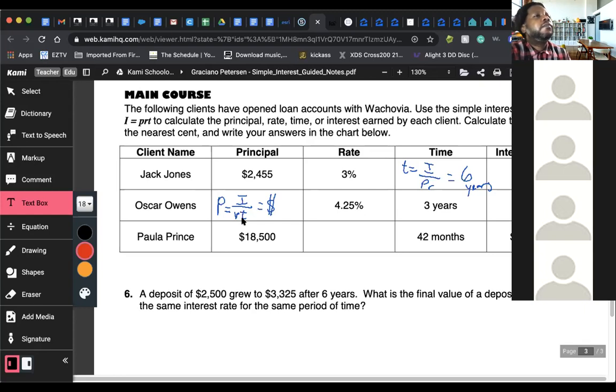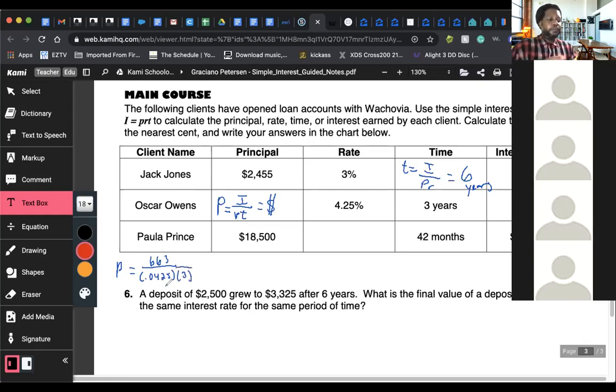What decimal did you use? 0.0425. Okay, yeah, so it should be 0.0425, right? So you should have 0.0425. So your principal is going to be equal to 663 divided by 0.0425 times 3, right?